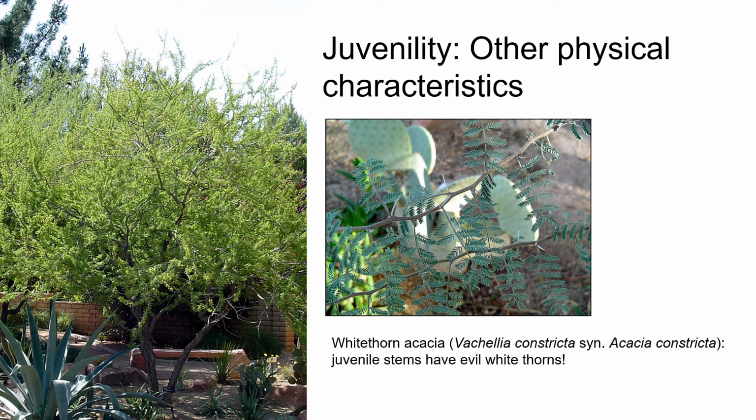Whitethorn acacia is native to Mexico and Texas and is a popular small tree in ornamental landscapes in Arizona. This tree doesn't have differently shaped foliage in its juvenile and mature phases, but its juvenile stems have evil white thorns, which are an adaptation to prevent grazing of young plants by animals such as deer. In the mature phase, the stems don't have these thorns.